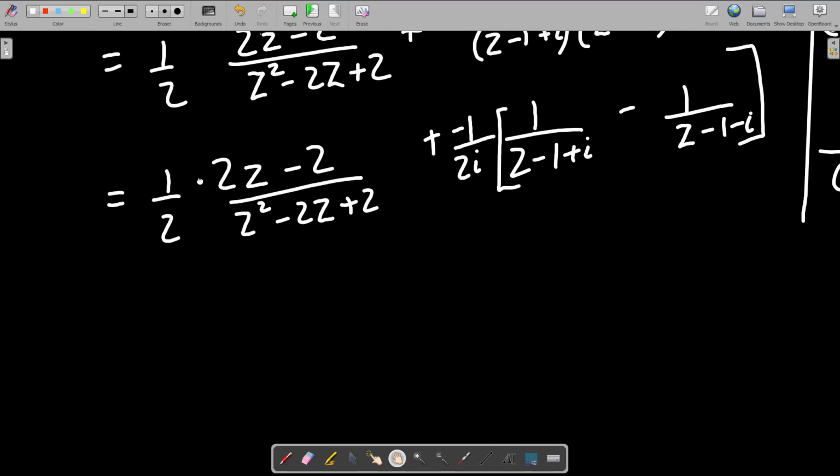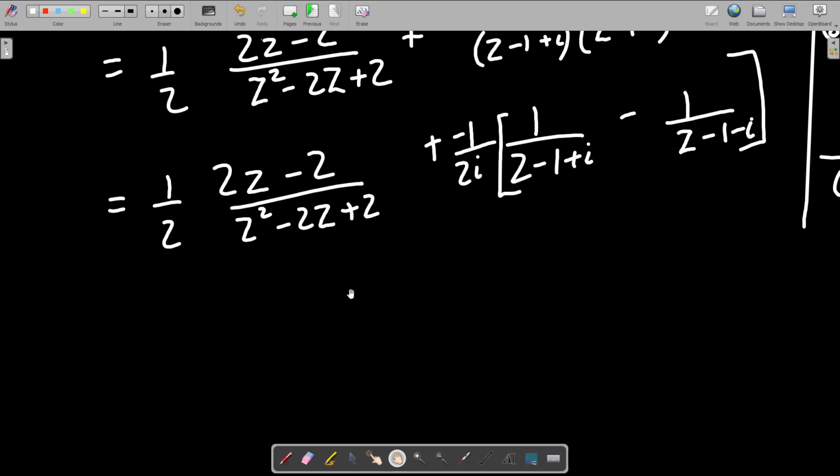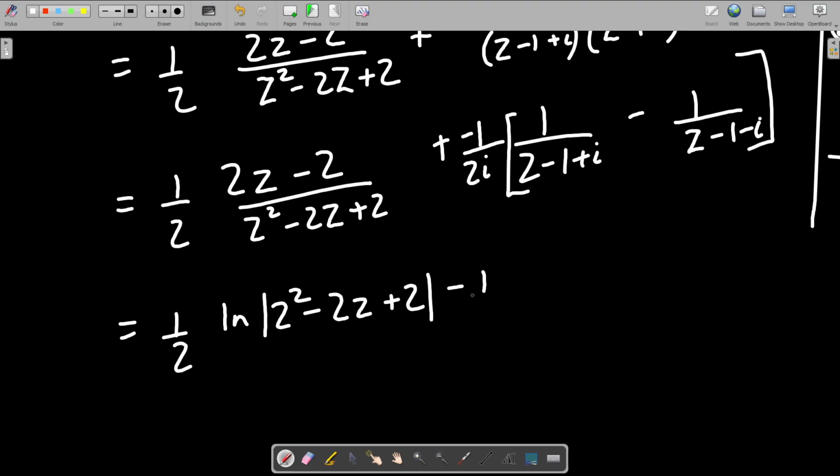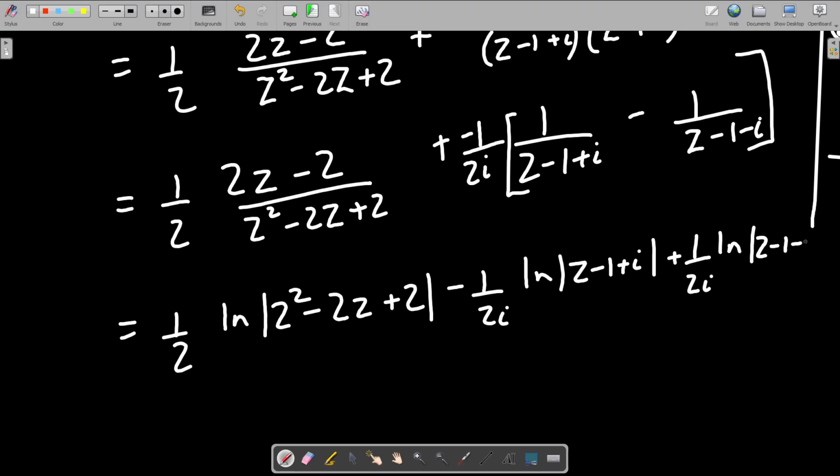So that entire expression becomes this, and the integral of that side will become, this is half times numerator, right? Numerator is the derivative of the denominator, so it will come half times ln of denominator. So z square minus 2z plus 2, minus half 2i ln of z minus i plus 1, and this will become plus 1 upon 2i. I'll multiply this inside, ln of z minus 1 minus i.